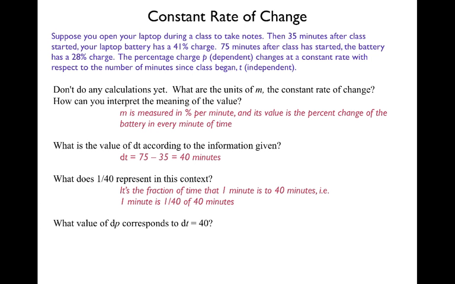And then, what's the value of dp? So now here, normally we'd say like m times 40, right? But I gave you dp, so you could do final minus initial, right? So you could just do 28 minus 40. So you got negative 13%. Did you get negative 13% for dp? Okay.